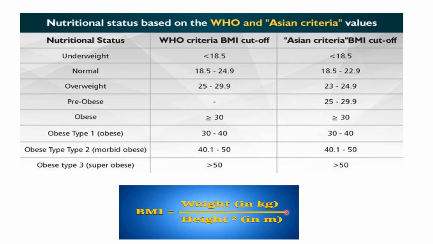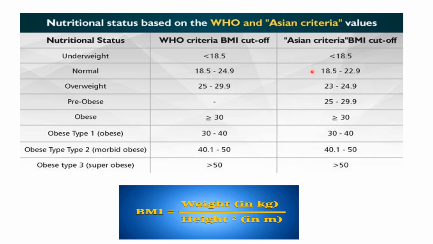After calculating this, whatever value comes, if the value is less than 18.5, it means they are underweight. It is the same for both WHO and Asian criteria. Both are the same. We say normal values: if the BMI falls between 18.5 and 24.9, they are in the normal condition.